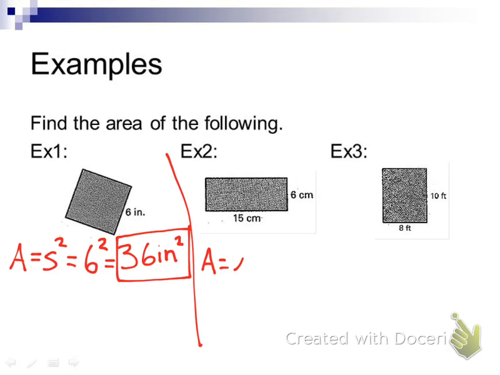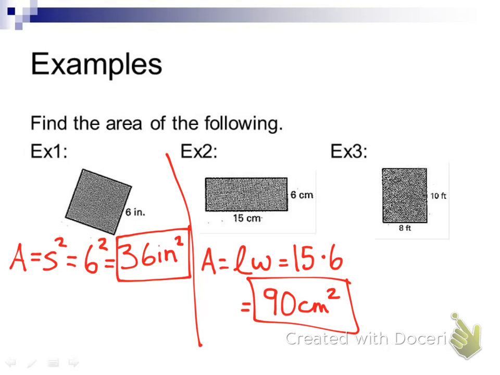Alright, for a rectangle, remember we have length times width. So in this one I need to do 15 times 6. What is 15 times 6? 90, and then 90 square centimeters. Good. And last one, length times width. So we'll have 8 times 10, which is 80, and we're talking about feet.